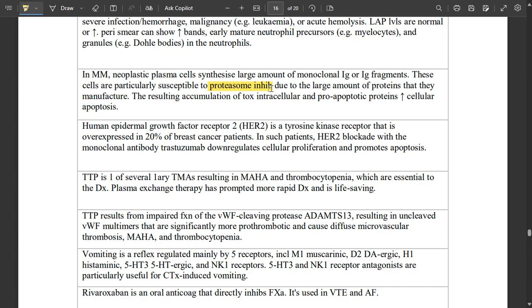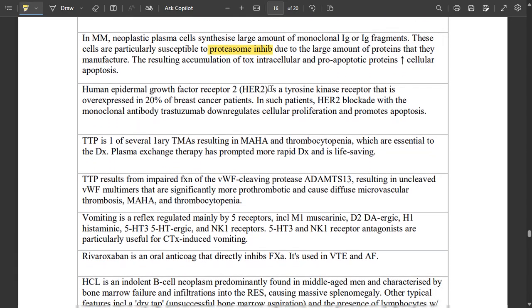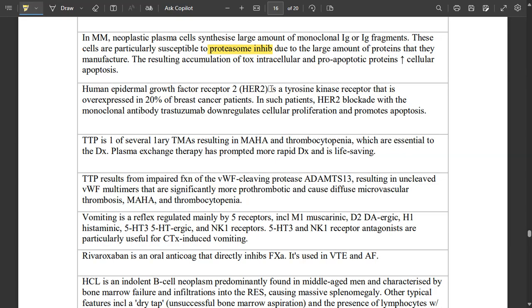The resulting accumulation of toxic intracellular and pro-apoptotic proteins causes cellular apoptosis. So a proteasome inhibitor decreases protein synthesis, and toxic pro-apoptotic proteins accumulate inside the cell, causing cellular apoptosis. To kill those plasma cells, proteasome inhibitors must be given.